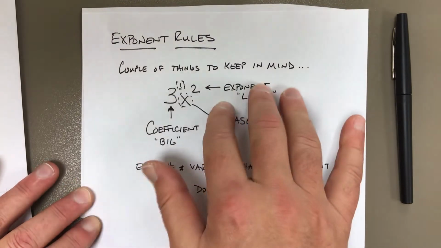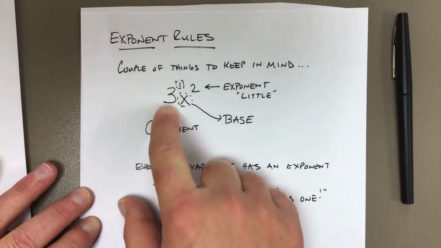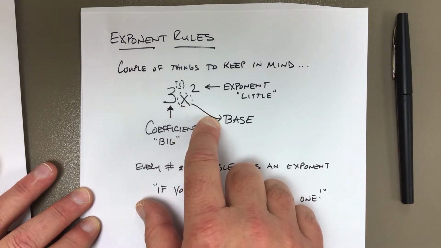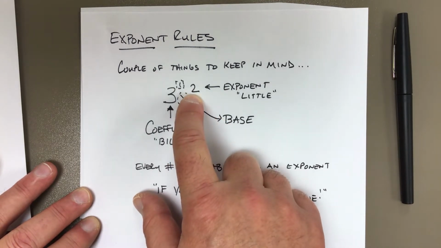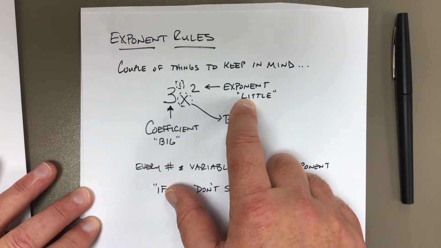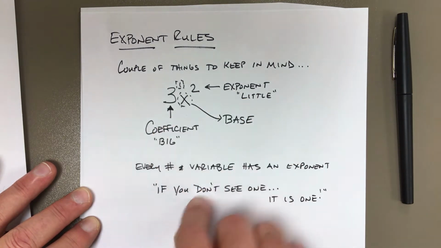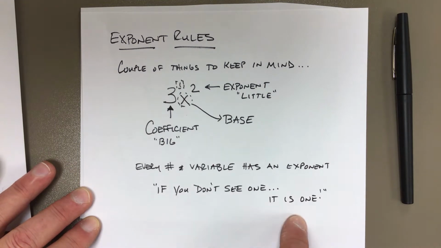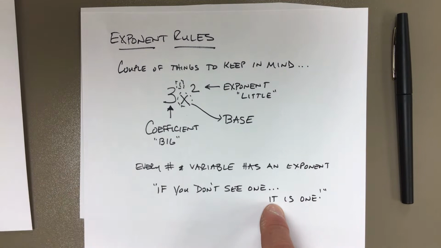Just again, a couple of things to keep in mind. Coefficient is the big number, base, in this instance, is the x, and the exponent is the 2, which I refer to as little. So big, little, and then every number and variable has an exponent. So if you don't see one, it is one. And this is important on this new little rule.